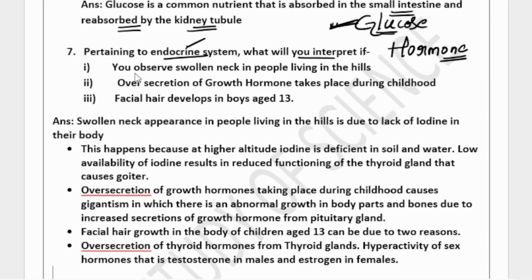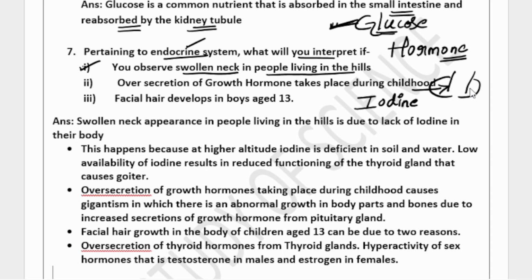The first question is related to the endocrine system. You observe swollen neck in the people living in the hills. This is something, a skill based question we say. The concept is easy, but this is a skill based question. So if we observe swollen neck in the people who are living in the hills, what is the problem related to the endocrine system? See, if a person is having a swollen neck, that is nothing but this person is having the deficiency of iodine.